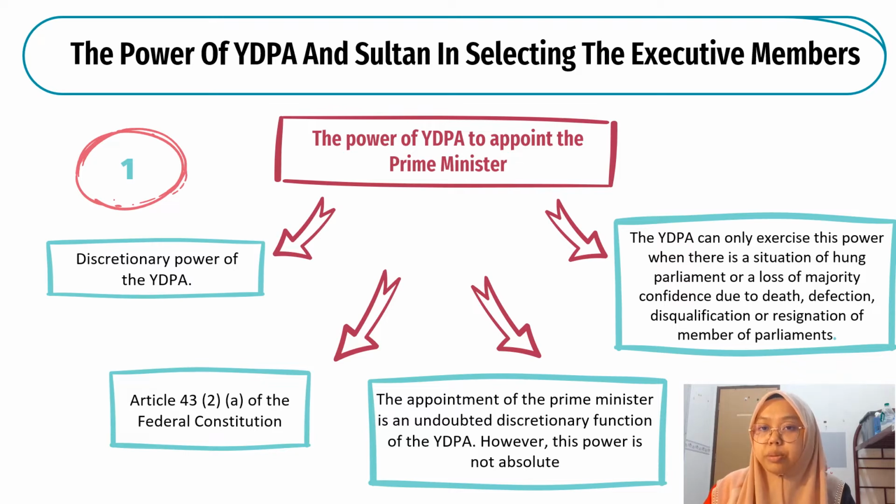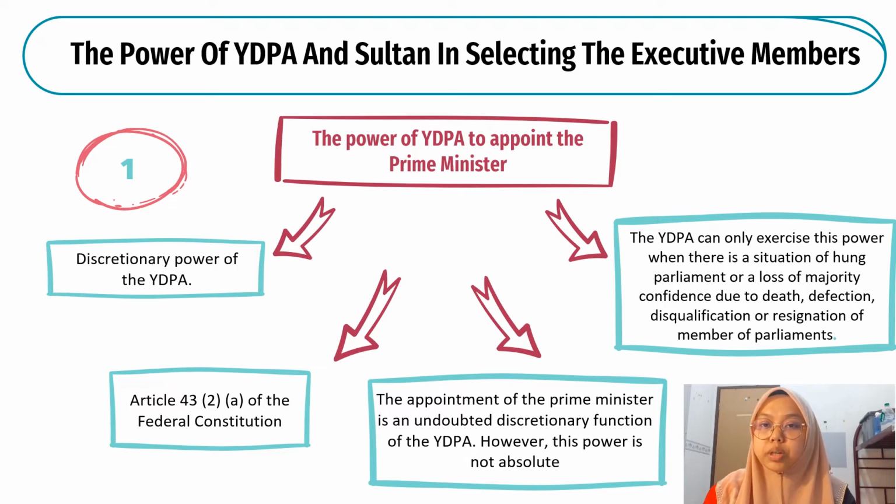exercise his discretionary power in three situations, which are the appointment of the Prime Minister, the dissolution of Dewan Rakyat, and also calling for the Conference of Rulers meeting. In accordance with Article 43, Clause 2, Paragraph A of the Federal Constitution, the King may appoint a Prime Minister from among the members of Parliament, a candidate whom he considers commands the majority support in the House of Representatives. The appointment of the Prime Minister is an undoubted discretionary function of the YDPA.